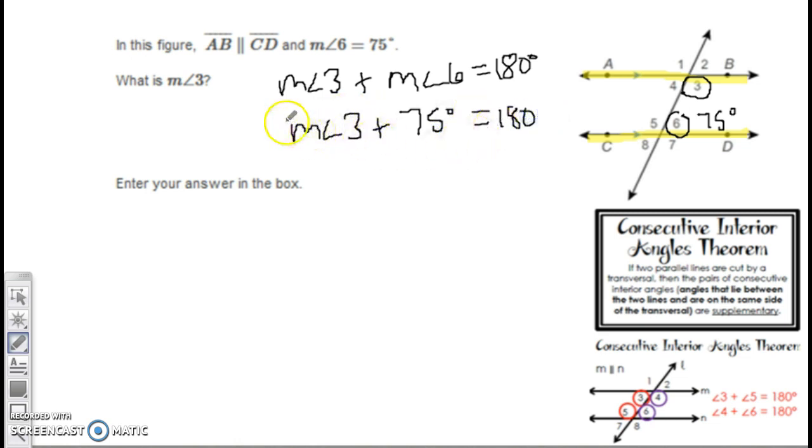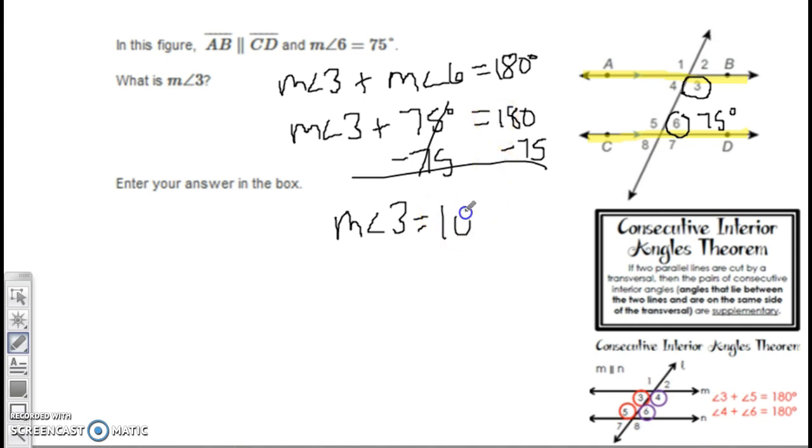And then I'm going to solve for the measure of angle 3, so I'm going to subtract 75 from each side. Now, you didn't have to write out this pretty equation. You could have just taken 180 minus 75, and you would have gotten the same thing. So the measure of angle 3 is 105 degrees.